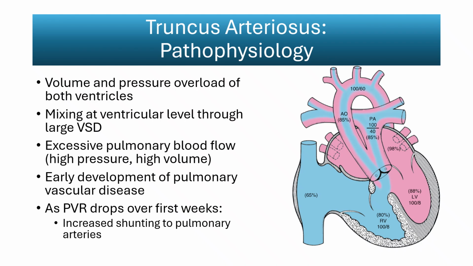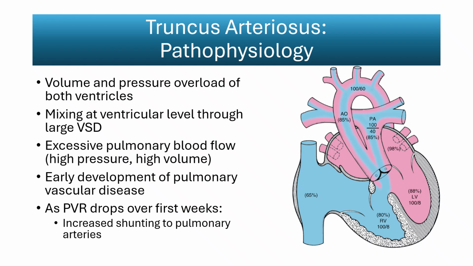In Truncus arteriosus, both ventricles empty into a single arterial trunk through a large ventricular septal defect, so systemic and pulmonary circulations are completely mixed. Because pressures in the truncus are high, both ventricles experience volume and pressure overload, leading to early ventricular dilation and dysfunction if untreated. As pulmonary vascular resistance naturally falls after birth, more blood is shunted into the pulmonary arteries at high pressure, producing excessive pulmonary blood flow. This accelerates the development of pulmonary vascular disease and contributes to congestive heart failure in the first weeks of life.